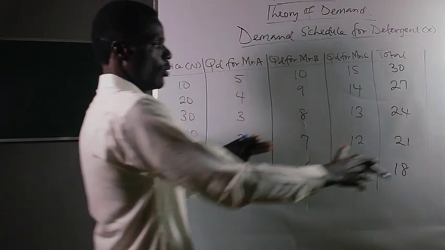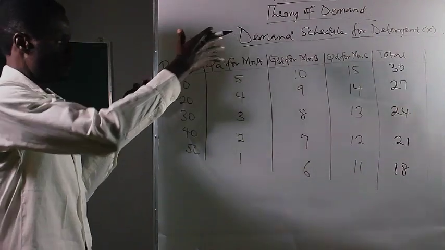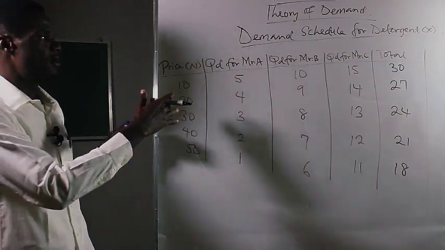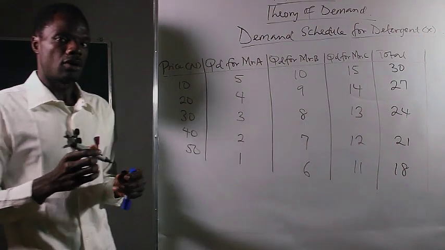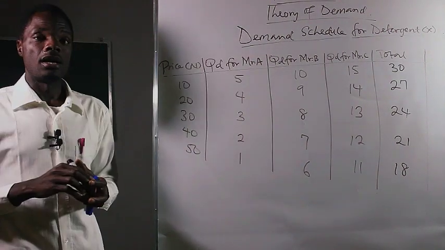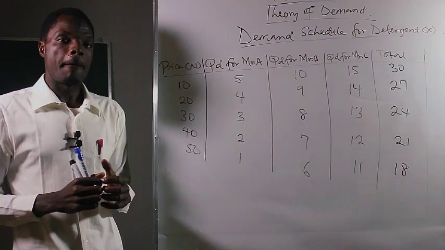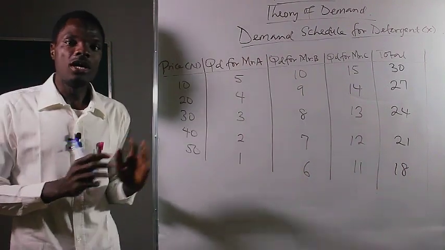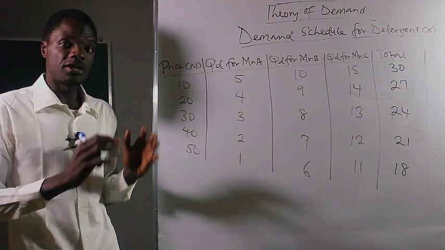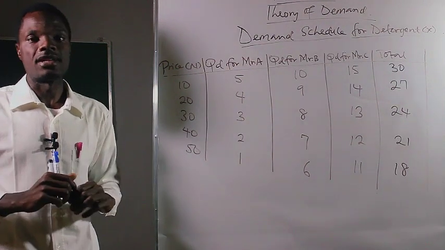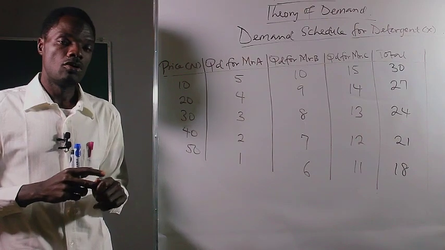Now, when we take only the total and we reflect it with the price, definitely we can have only two columns representing the demand schedule for detergent X. So as I told you earlier, this relationship can only be true if other factors remain constant, as we have seen in the law of demand.